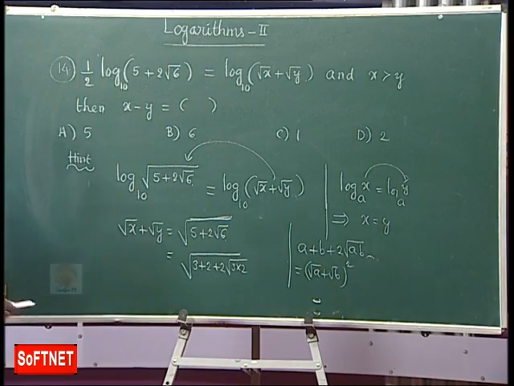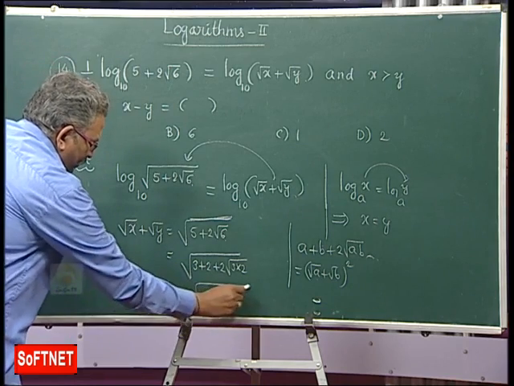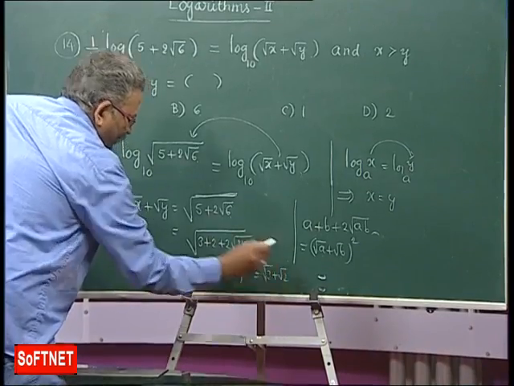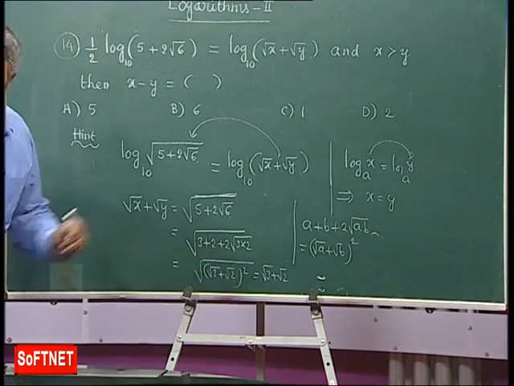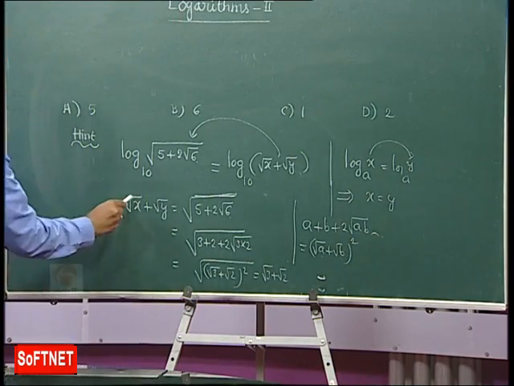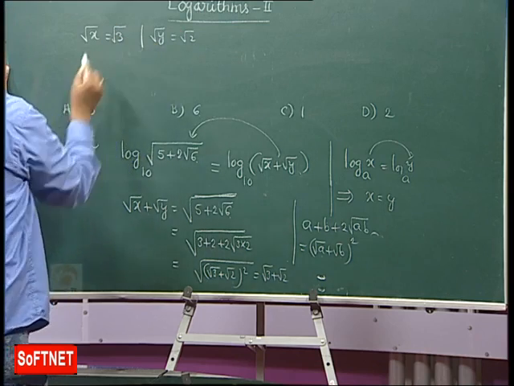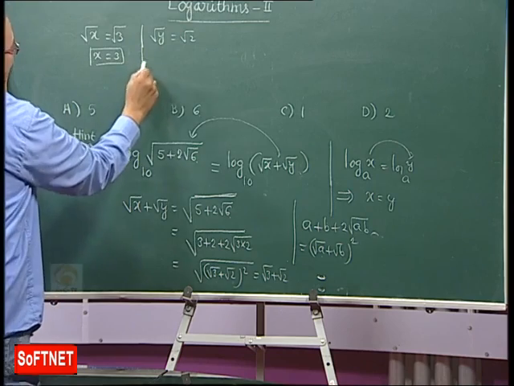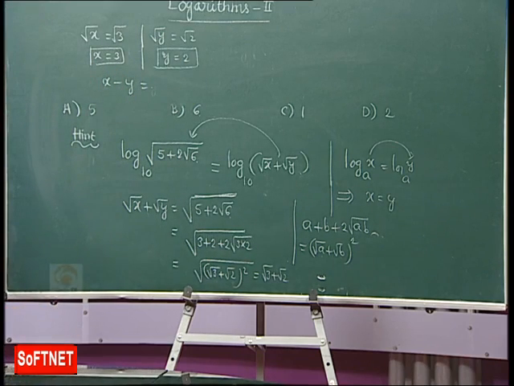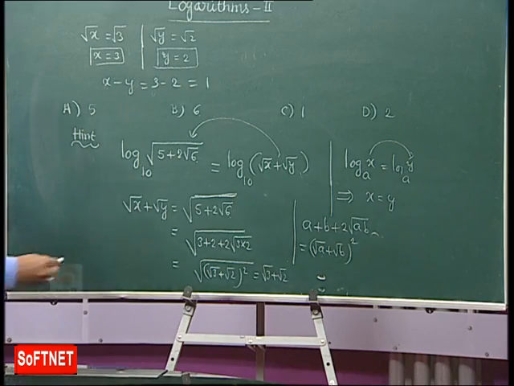If you just square it, what do you get? Just observe a plus b plus 2 root ab. So, this can be written as (root 3 plus root 2) whole square. So, we get root 3 plus root 2. Now, comparing on both sides, we get root x is equal to root 3 and root y is equal to root 2. Squaring on both sides, x is equal to 3, y is equal to 2. We have to find x minus y. Here x minus y is equal to 3 minus 2, so we get 1. What is the right answer? Yes, C is the right option.